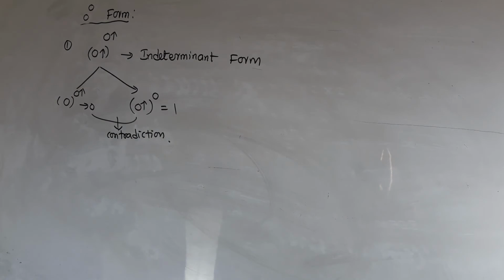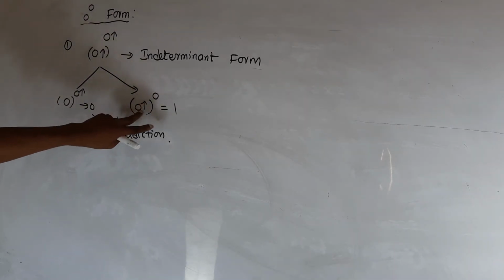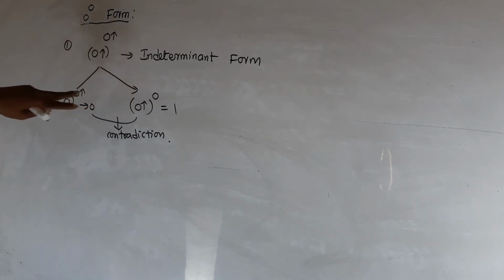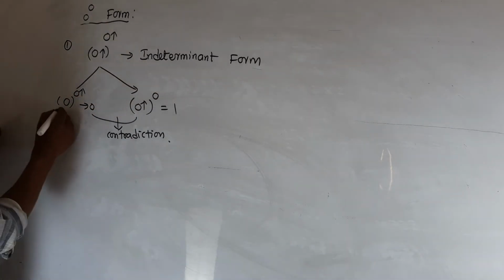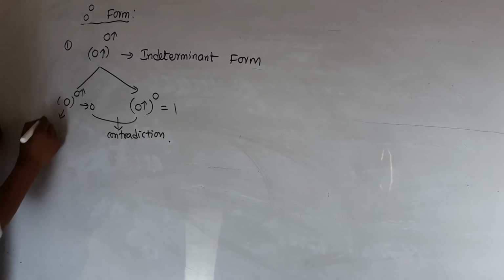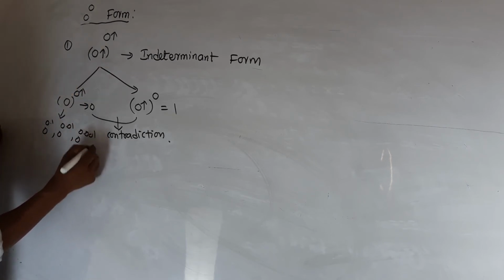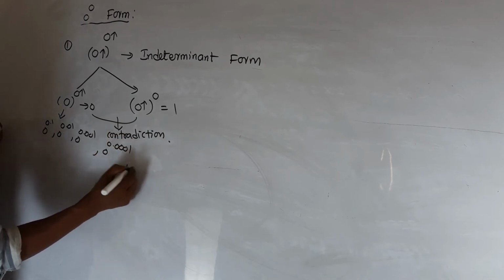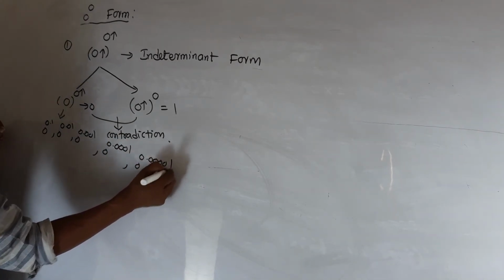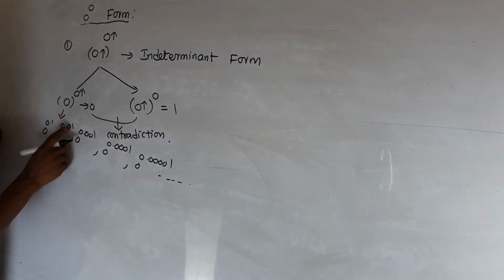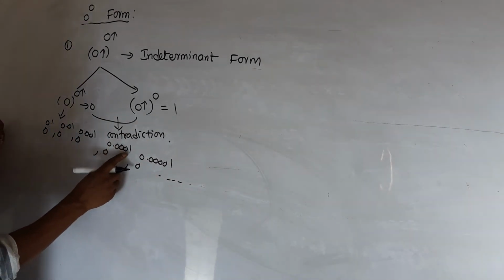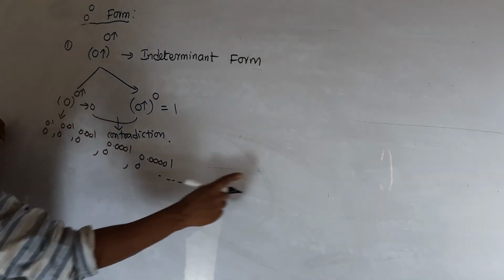Base approaches 0, power approaches 0. 0 power anything is 0. Base is 0, power is 0, now it is 1. Now take 0 power 0.1, 0 power 0.01, 0 power 0.001, 0 power 0.0001 and so on. Power approaching 0.